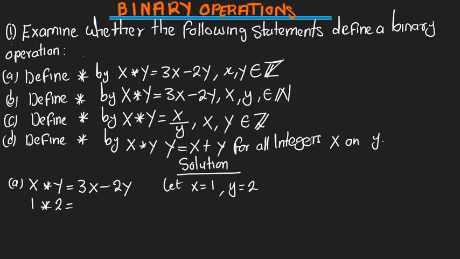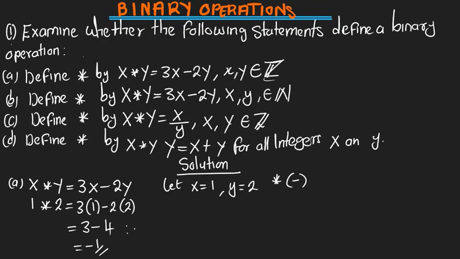Now in this case, star is being defined by the equation. So where there is x, I'll replace with 1, and where there is y, I can replace with 2. Then I'm going to get 3 minus 4, and I'm going to get negative 1. Now, the question was saying x and y must be members of integers. So this is just an integer, but it's a negative integer. Okay?